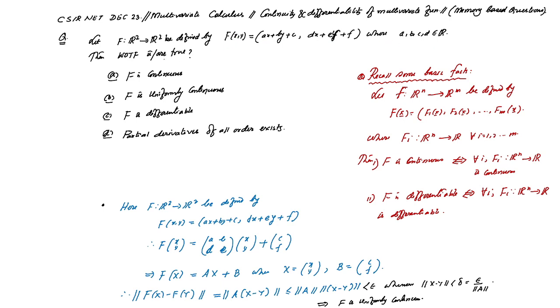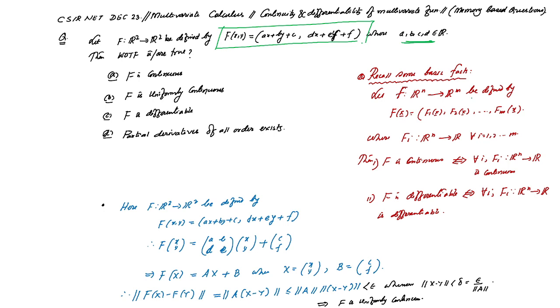Here the question is: f from R2 to R2 is defined by f(x, y) = (ax + by + c, dx + ey + f), where a, b, c, d, e, f are all real numbers. Then the options are: f is continuous, uniformly continuous, differentiable, partial derivatives of all orders exist. So here you can recall some basic facts.